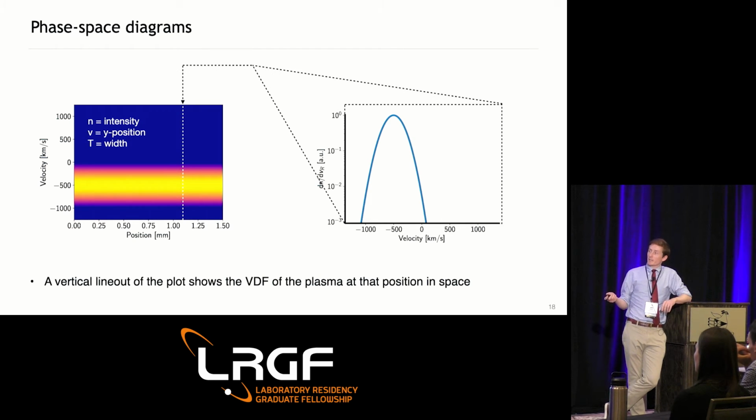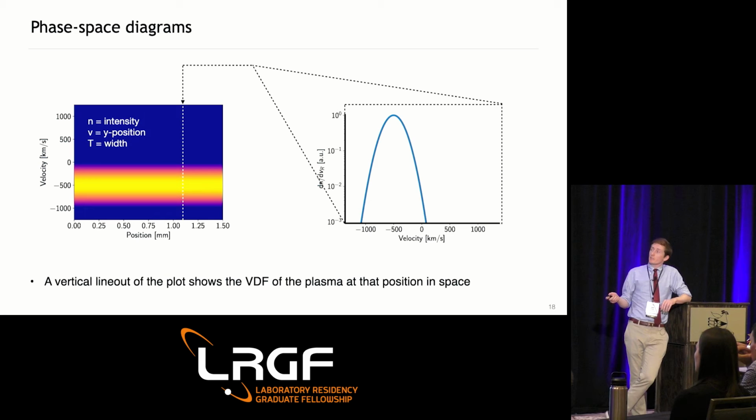And the easiest way to think about it is at any given point in space, if you take a vertical line out of that plasma, this line out gives you the velocity distribution at that region. So this is just a toy example of a uniform plasma that's 500 eV moving at 500 kilometers per second to the left. So anywhere you would take this line out, you get the same velocity distribution here.